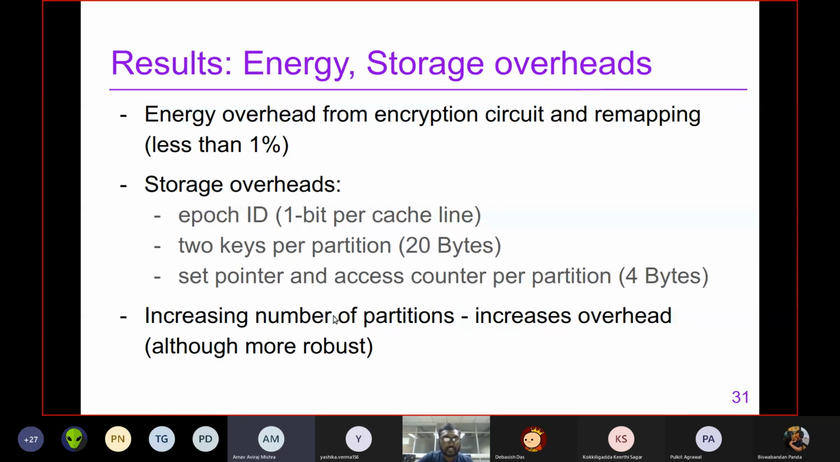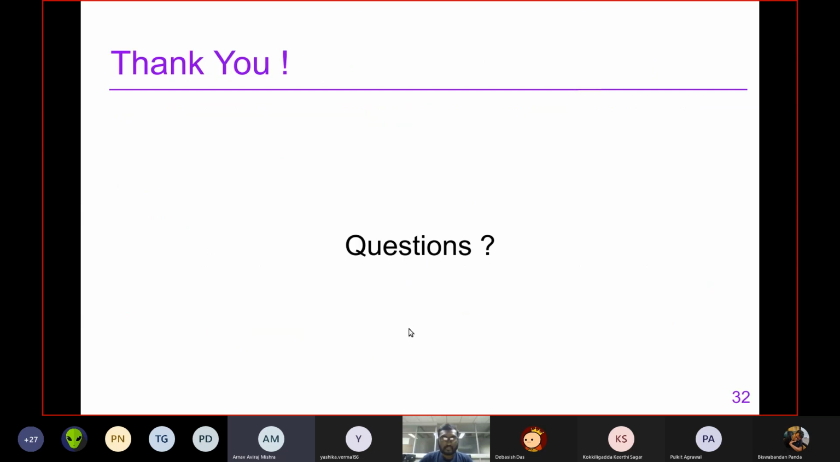And of course, increasing the number of partitions will increase the second two overheads, because each of them will require their own keys, set pointers and access counters. Although it will be more robust if we increase the number of partitions. So that is all. If there are any questions.